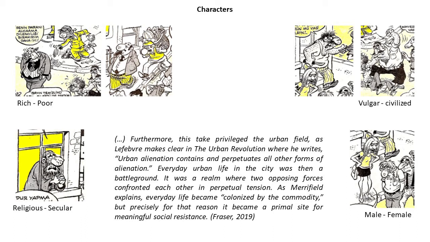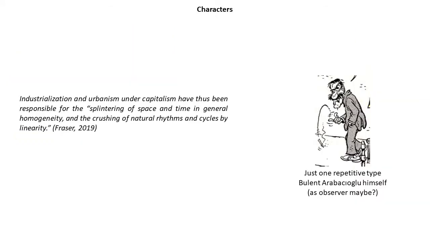Fraser quoted Henri Lefebvre saying that after the industrial revolution and capitalist economy, everyday urban life became a battleground. If we think these years of Turkey were the fastest in liberalization of economic and urban politics, it was not surprising that the consequences of capitalism were so visible on the urban stage. Fraser says industrialization and urbanism under capitalism have thus been responsible for the splintering of space and time, in general homogeneity and the crashing of natural rhythms and cycles by linearity.